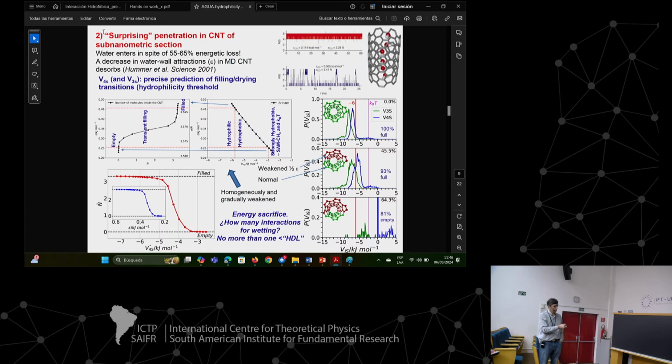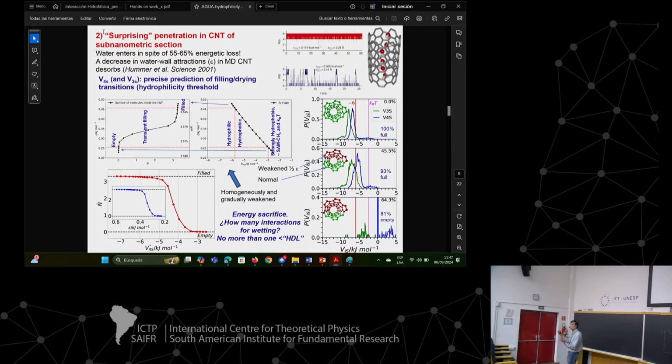Here is, for example, the number of molecules inside the carbon nanotube as a function of, here is the Lennard-Jones interaction, the depth of the Lennard-Jones interaction, and here is as a function of B4. Again, you are empty, empty, empty, and then here at around 6 kilocalories per mole, you get filled. So this value is, in fact, acting as a threshold limit for wetting.